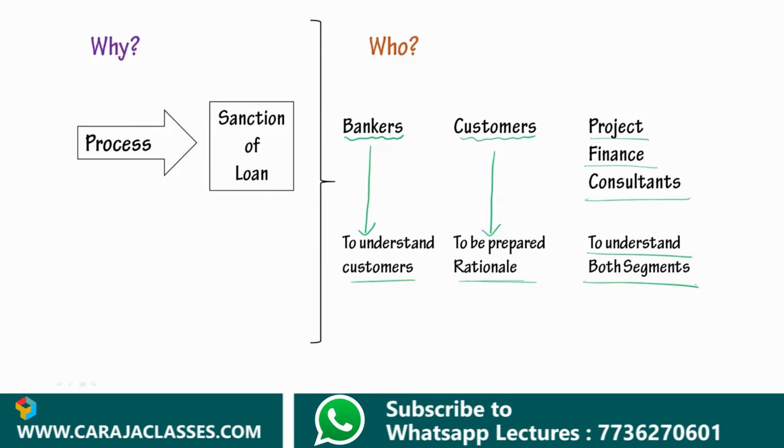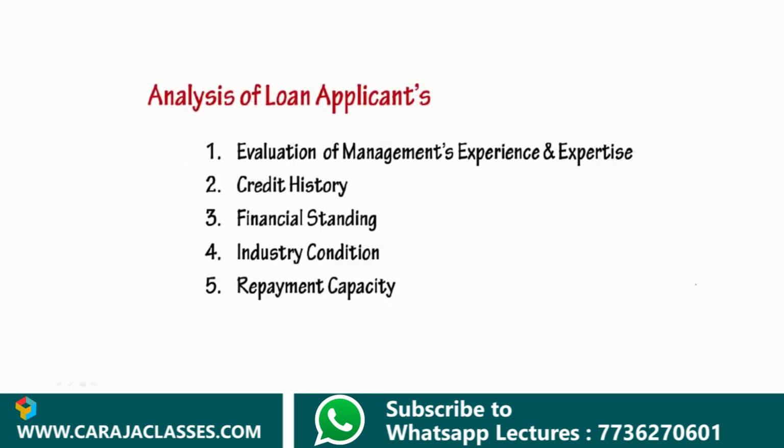So what is the credit analysis process? What is the process involved? The process is like this. Number one, the banks will be evaluating the management experience and expertise. Number two, they'll go through credit history. Number three, they'll understand the financial standing of the customer. Number four, they'll look into the industry condition and they'll look at the repayment capacity of the customer. Okay, if all are convincing, then they'll go ahead and sanction the loan, otherwise not. Okay, so our workshop focus will be on understanding each and every aspect of this. Then of course we'll also be getting into the other detailed areas.